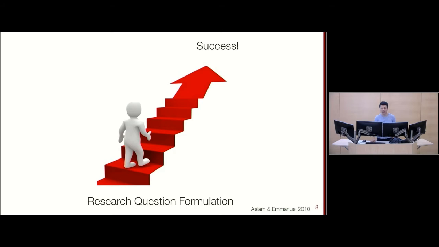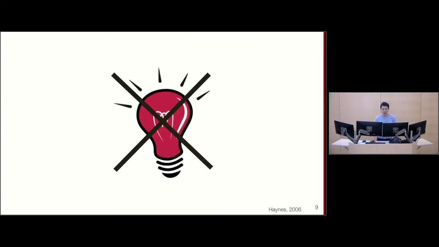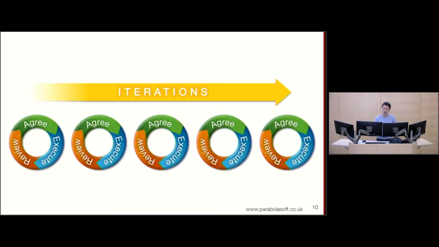Therefore, as quoted by Aslam and Emmanuel, the success of a research project largely depends on how well the research question is formulated. It's very important to know that the formulation of a research question is not a light bulb phenomenon. It doesn't just come about quickly. It's actually an iterative process where you have to repeat the process again and again in order to develop a sound research question that your project can be built on.